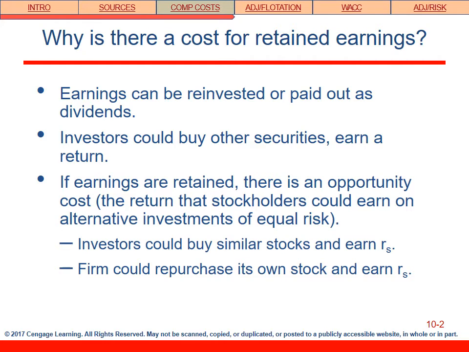If the earnings of a firm are retained, there's got to be an opportunity cost. In other words, the stockholders could be buying other securities and earning a return. Other securities, other investments that have the same amount of risk as that firm's stock. So investors could buy similar stocks and earn R sub S, or a firm could repurchase its own stock and earn R sub S. How are we going to find the costs associated with a firm retaining its own earnings?